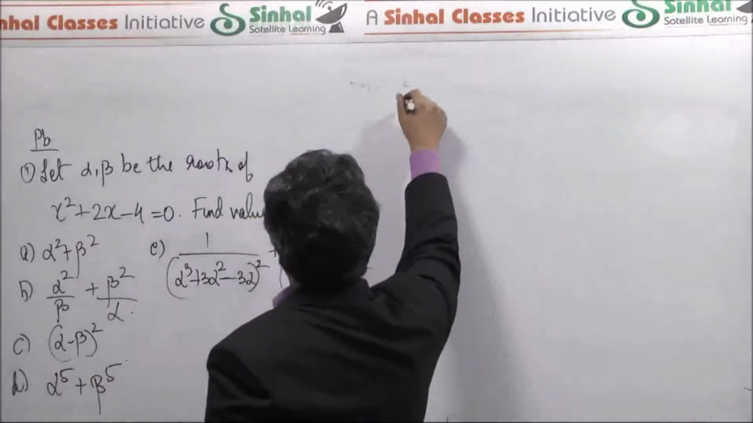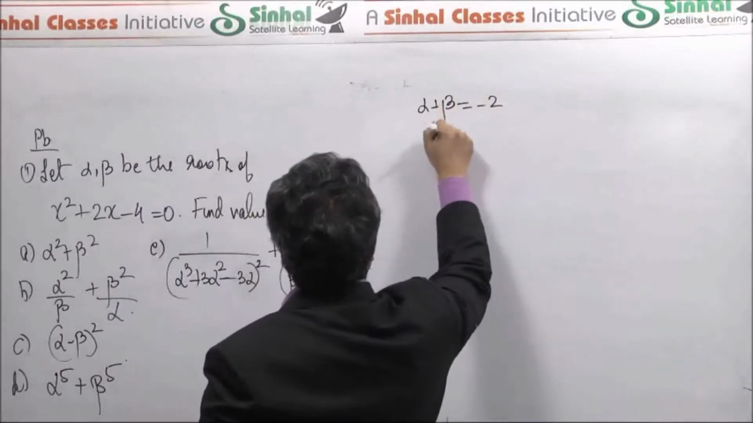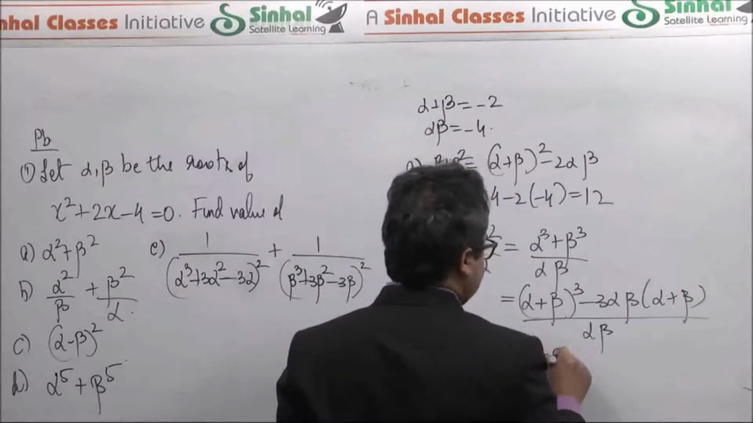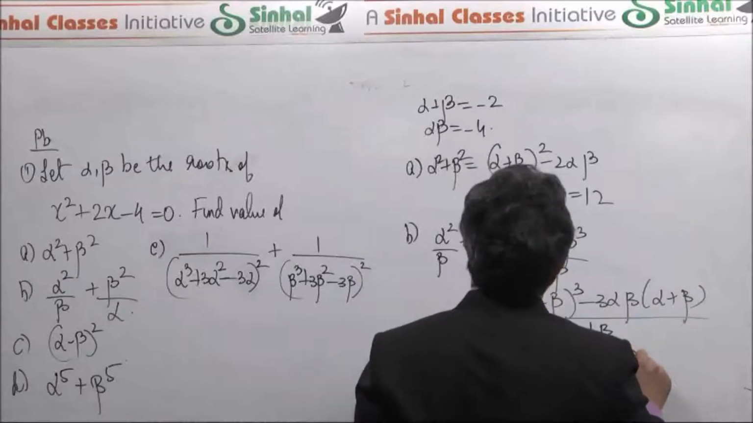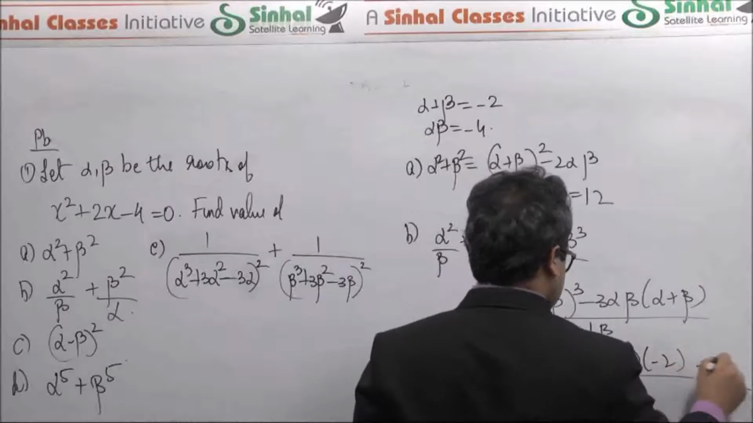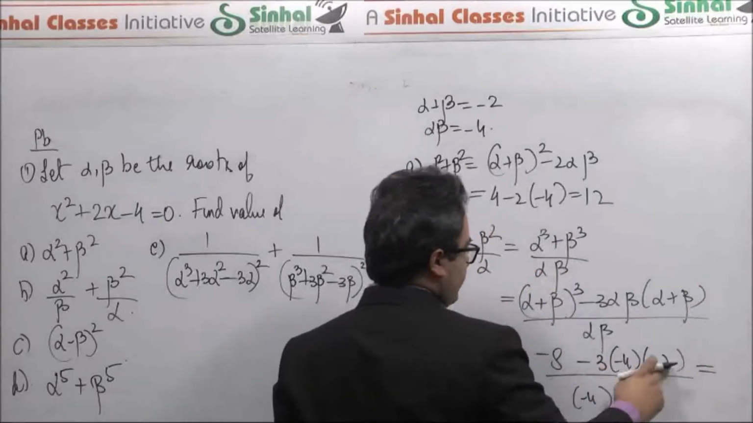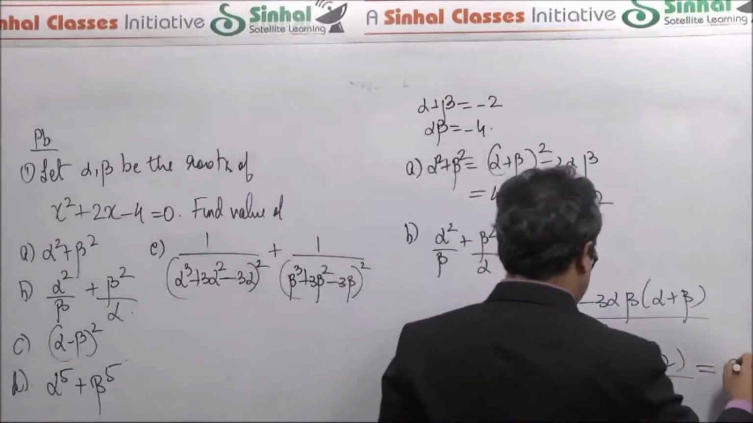So again, the sum of the roots is known to be minus 2. The product is minus 4. Let's put the values for alpha plus beta cube. That'll be minus 8, minus 3 into minus 4 into minus 2, or minus 4. So this will be minus 8 minus 24, so minus 32, by minus 4 plus 8.